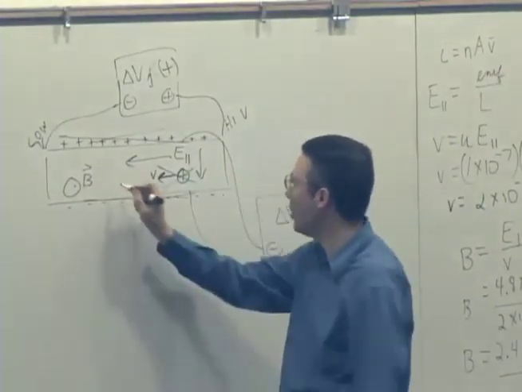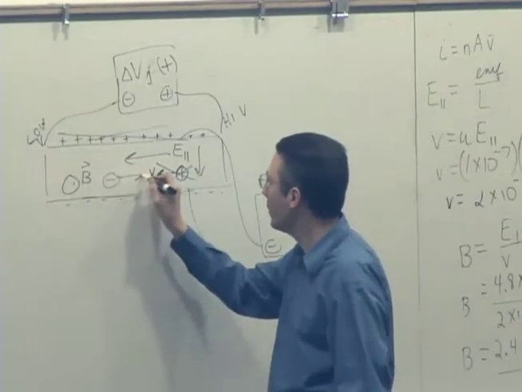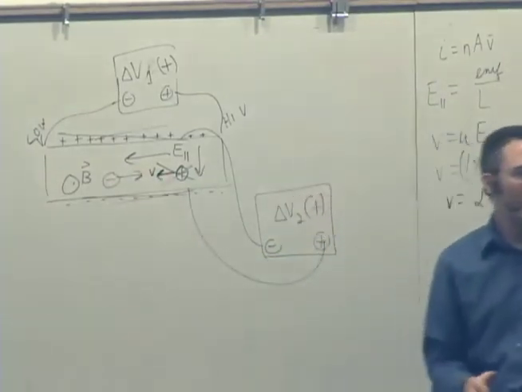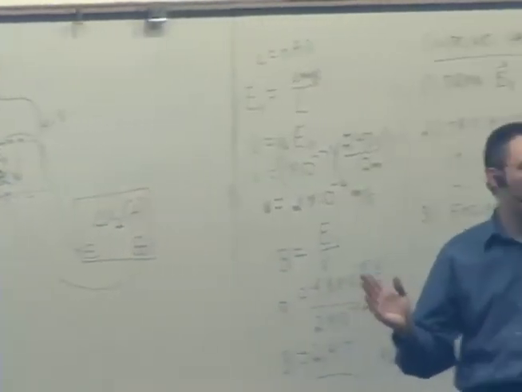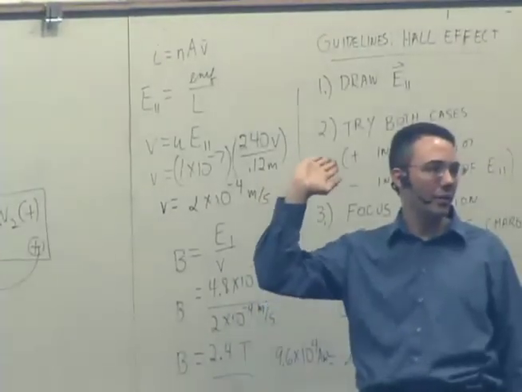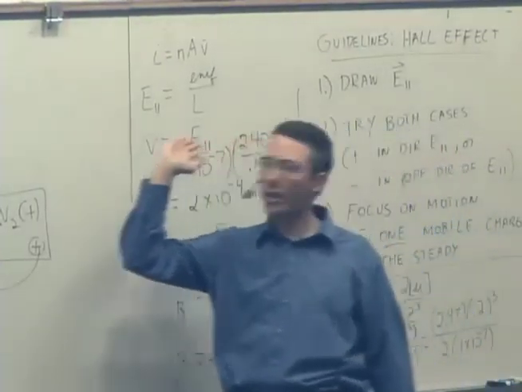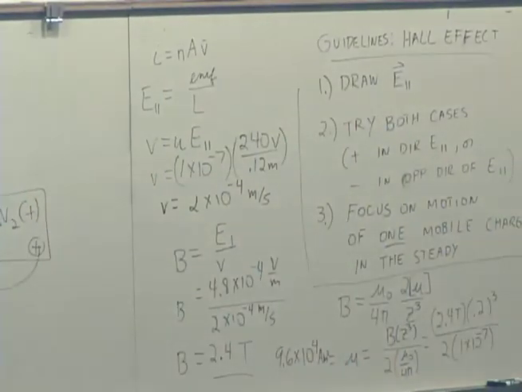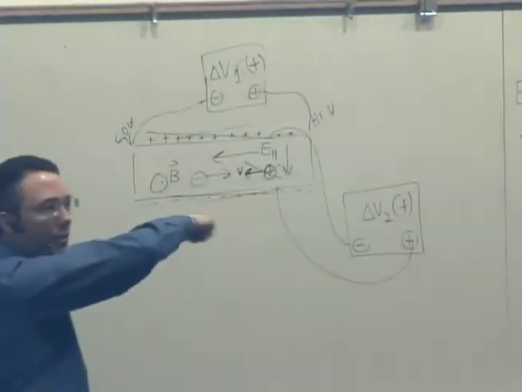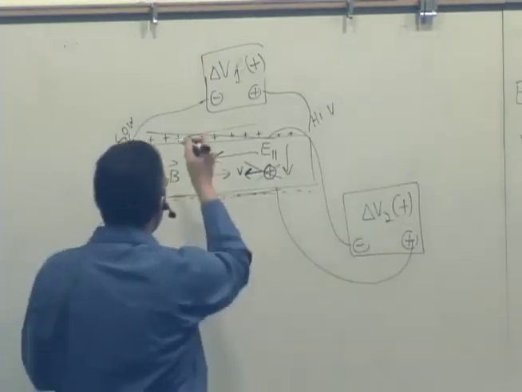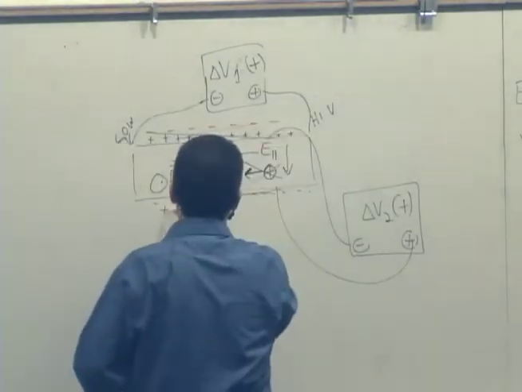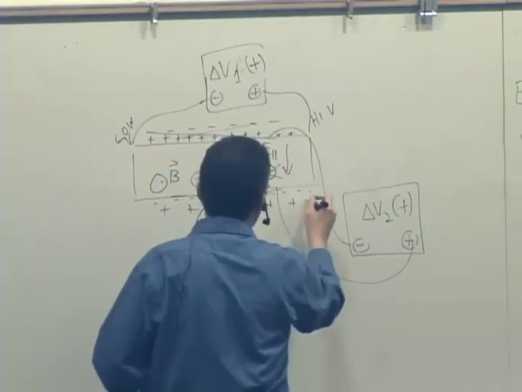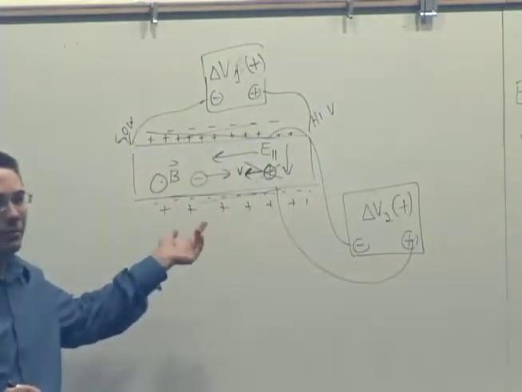The only other possibility, and let's just go through it to check it, negatives moving that way, right? Negatives moving in that direction would have a force in what direction? V cross B is down, but we flip it because it's a negative. I get negatives on the top, positives on the bottom. Does that work? Yeah, that works.